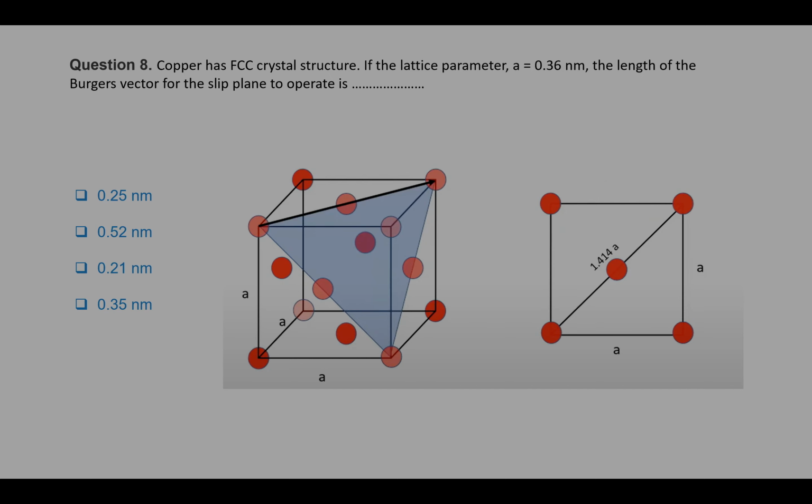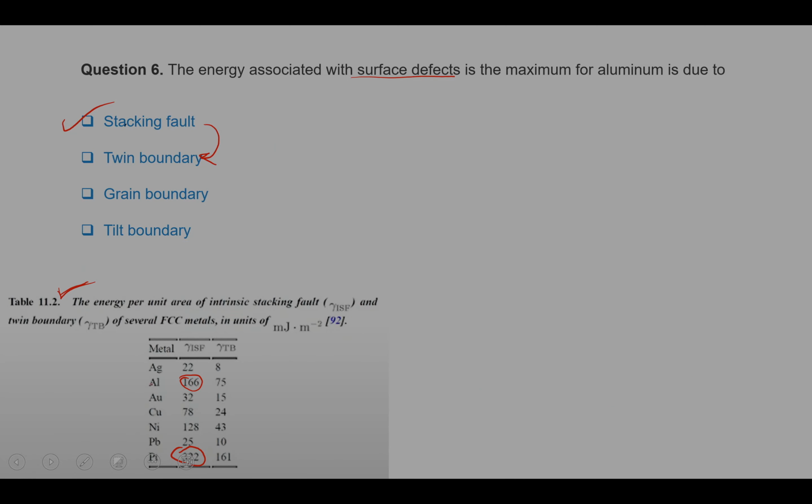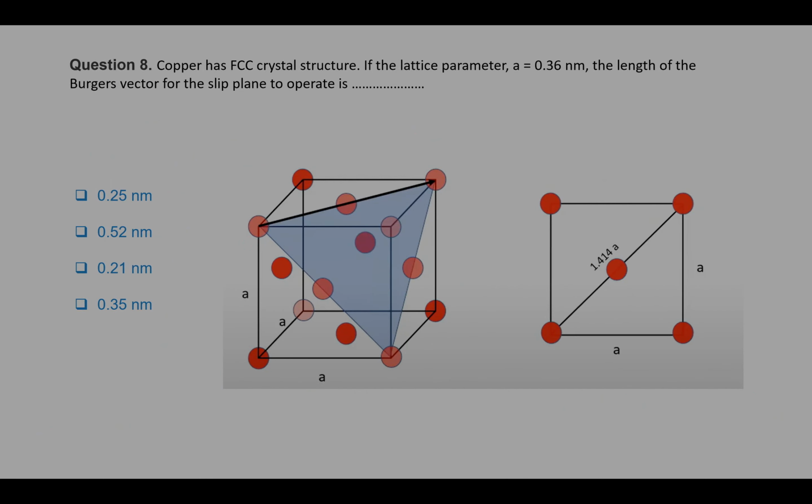Copper has FCC crystal structure. If the lattice parameter a is equal to 0.36 nanometer, the length of the Burgers vector for the slip plane to operate is. So it is a straightforward question.